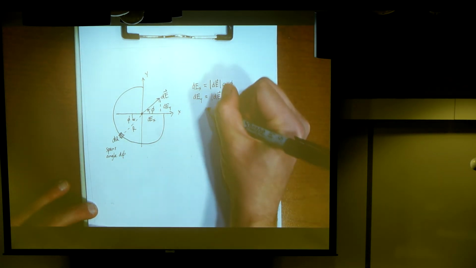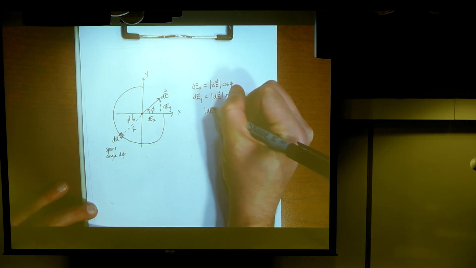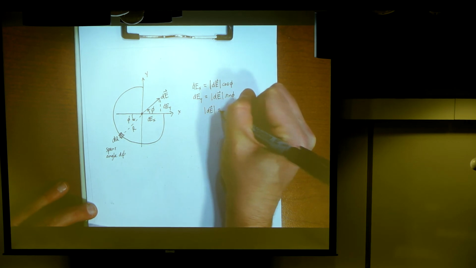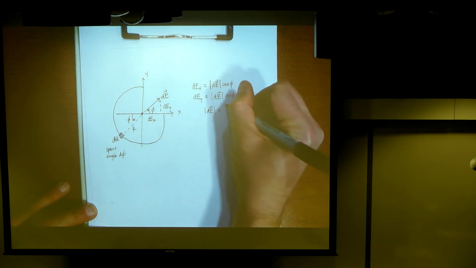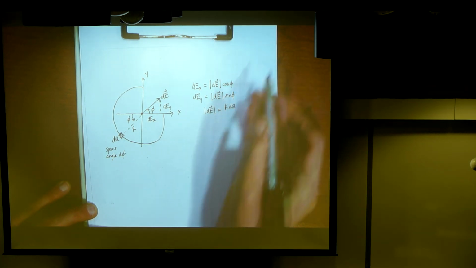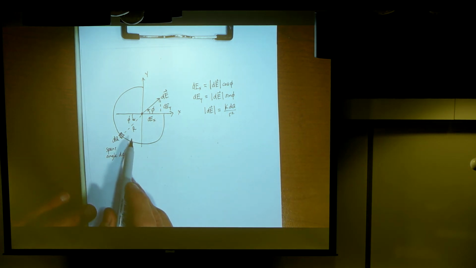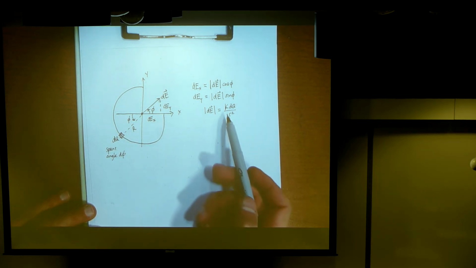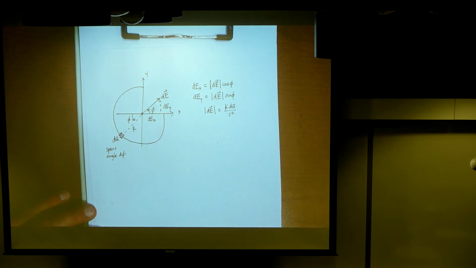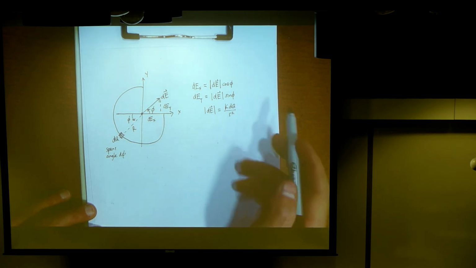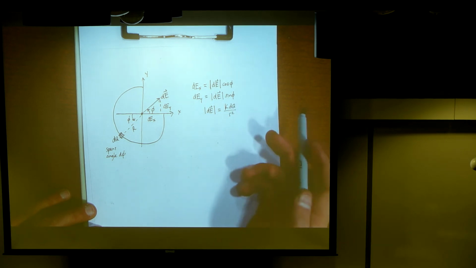And what do I do with the magnitude of dE? This is always the same in Coulomb's law. K dQ over R squared. Yeah, this is K times dQ divided by R squared, because this infinitesimal element of charge is basically a point charge, and this is the formula for the electric field due to a point charge. The only difference is we're writing it as dQ as opposed to Q, okay?